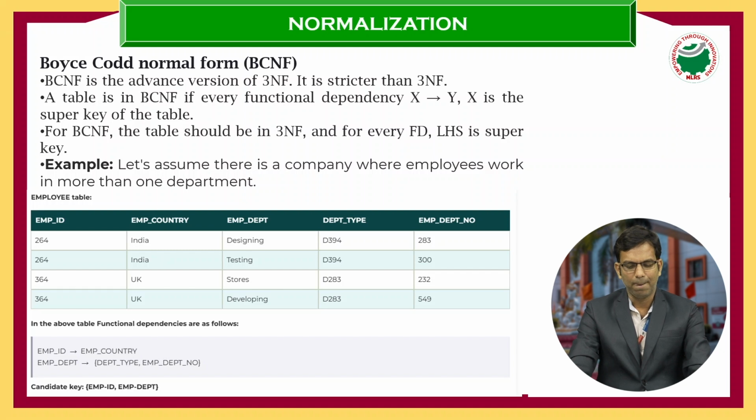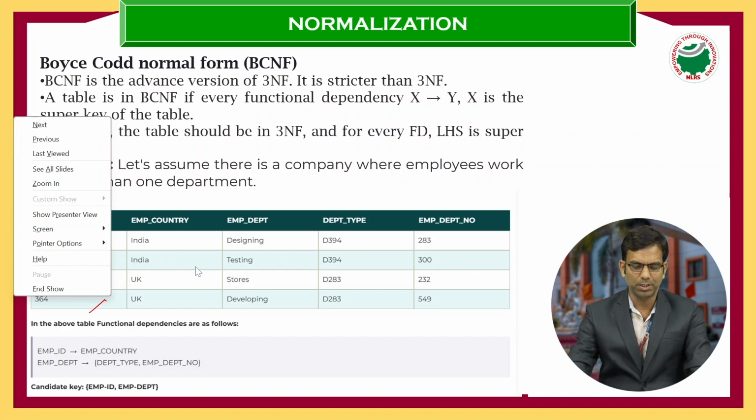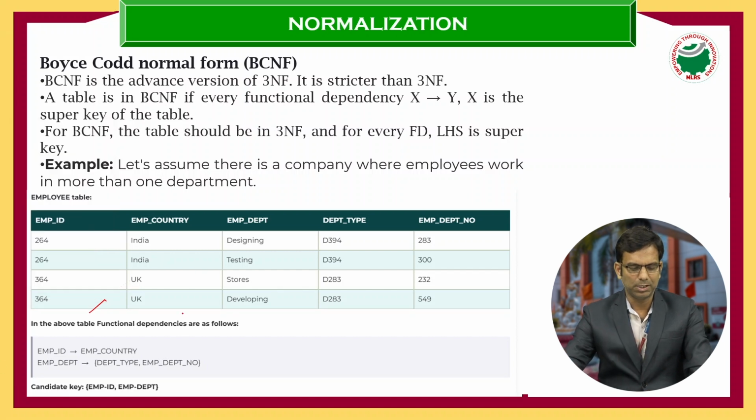So you see, employee ID is one column, one entity. Next, employee country, employee department (where the employee is working), department type (which type of department it is), and employee department number. I have taken 4 numbers: 283, 300, 232, 549. These 4 are the employee department numbers, sorry.